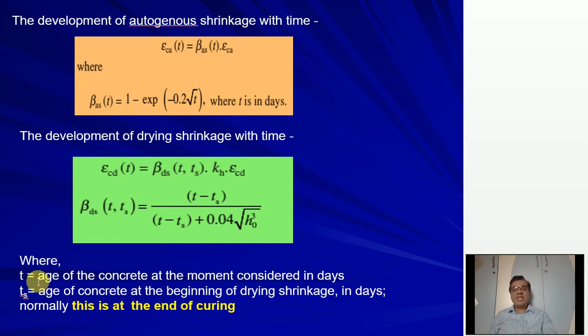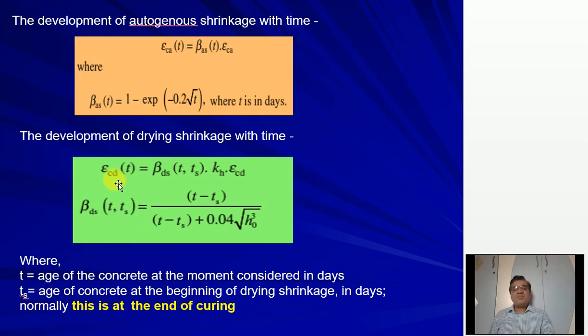So T is again the age of concrete at the moment considered, and Ts is the age of concrete at the beginning of drying shrinkage in days, and normally this is at the end of curing. That means up to the time when curing is going on, obviously the shrinkage will not occur, and after that the shrinkage will start. So that factor is considered in this equation.